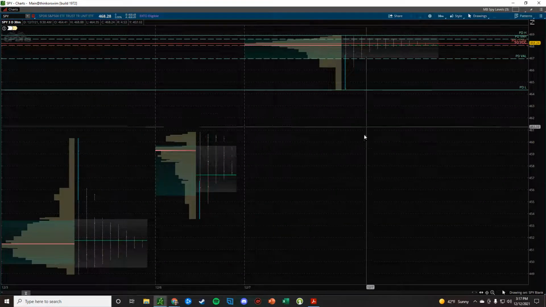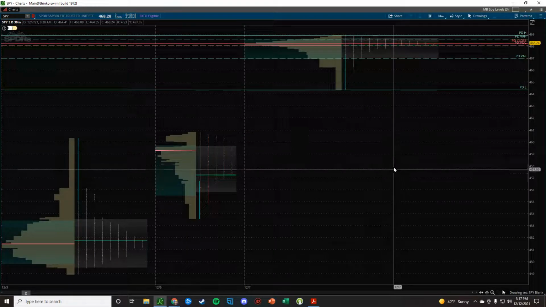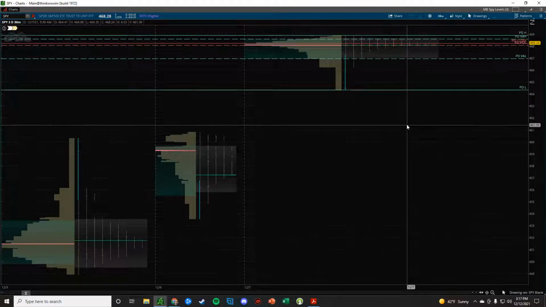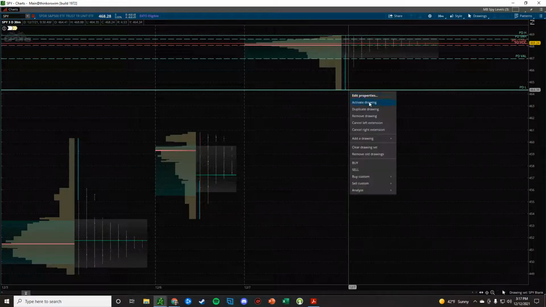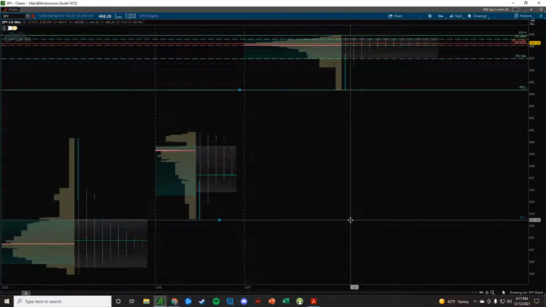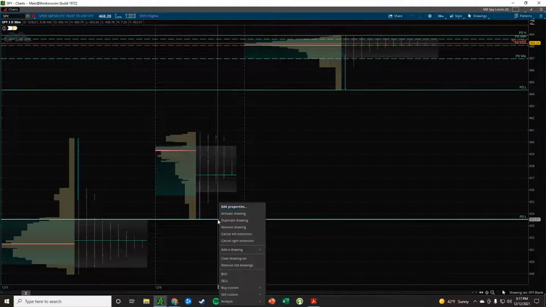So if you find yourself in a scenario where you need that information, you can always zoom out a little bit more on your chart and you can see where all that lies. But again, our big focus is we're trying to just pay attention to the levels that we need at the start of a trading day.